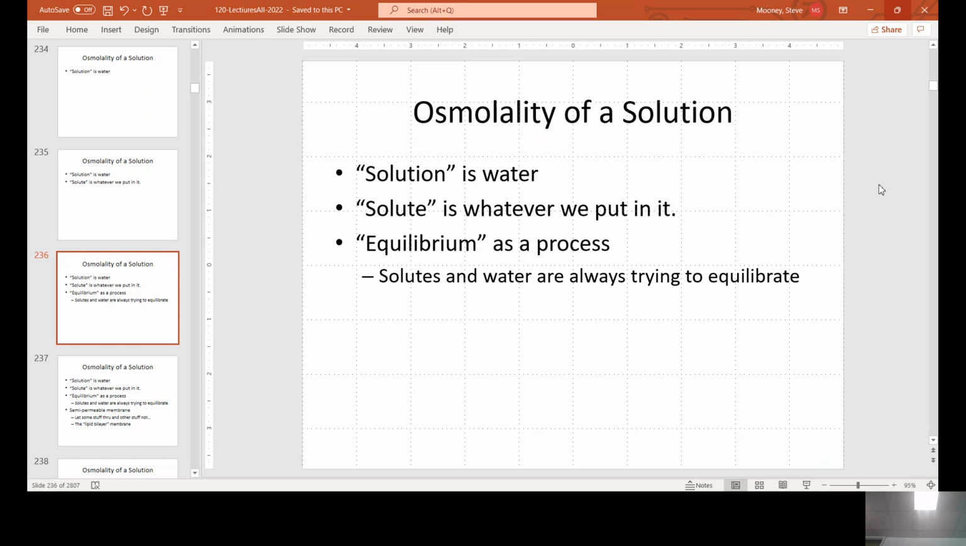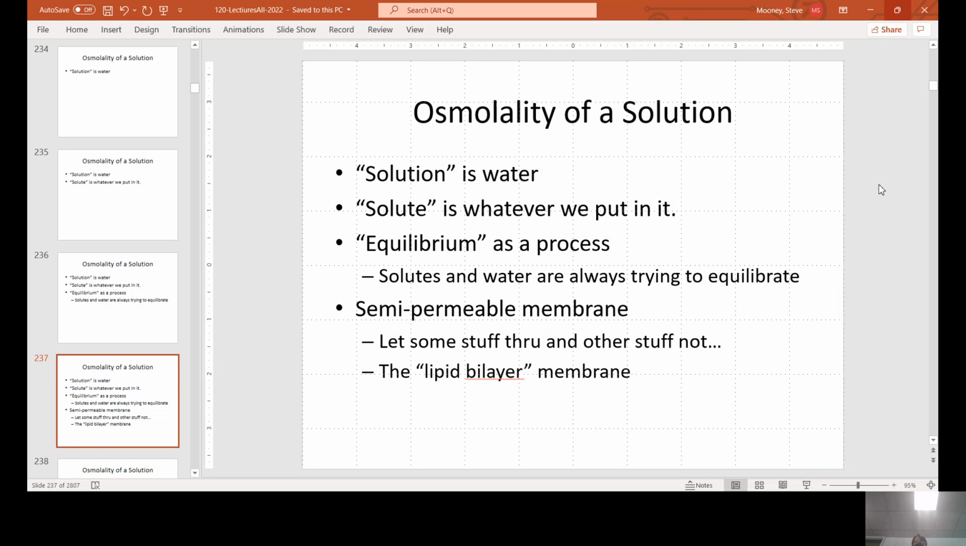Equilibrium. If you have a container with solute in it and water in it, and there are no restrictions to movement, over time that solution will equilibrate. So every spot in that container will have the same amount of solute as every other. Everything's driving to equilibrium.